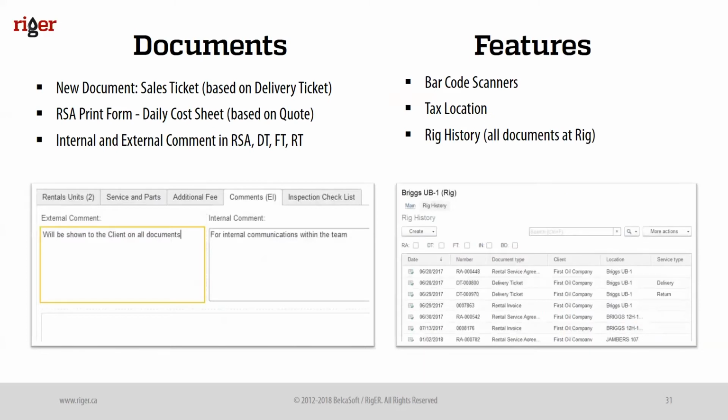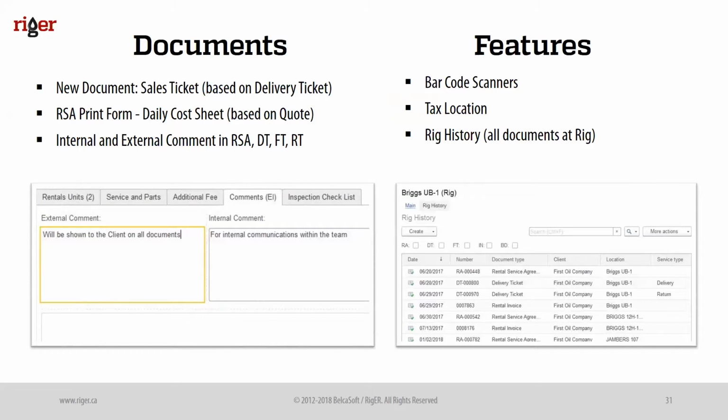In terms of new documents, we have added the sales ticket to the system. Now you're able to sell your broken or damaged assets and parts of equipment to your customers if you have these conditions in the rental service agreement. This sales ticket will be part of the final rental invoice, so it's much easier to sell rental equipment to your customers right now.